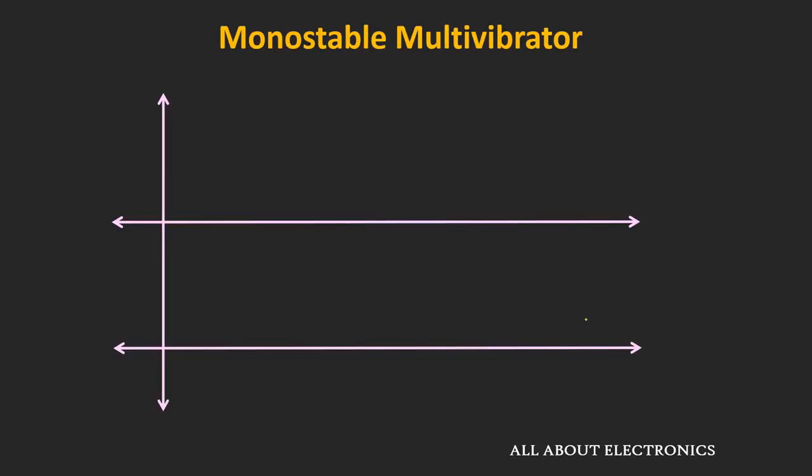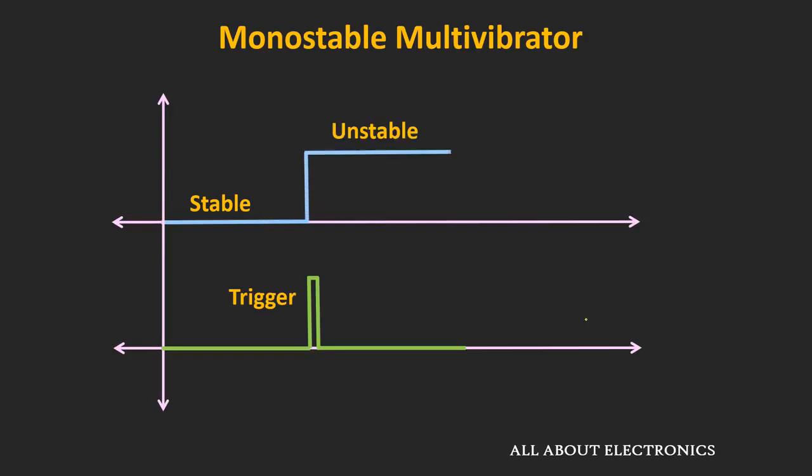Then the second type of multivibrator is the monostable multivibrator, and it is also known as the one-shot multivibrator. So in monostable multivibrator, there is one stable state and one unstable state. So in this multivibrator, the output remains in the stable state. But whenever some external trigger signal is applied, then the output momentarily goes into the unstable state. And after some time, it comes back into the stable state. So the time required to come back into the stable state depends upon the passive components like R and C.